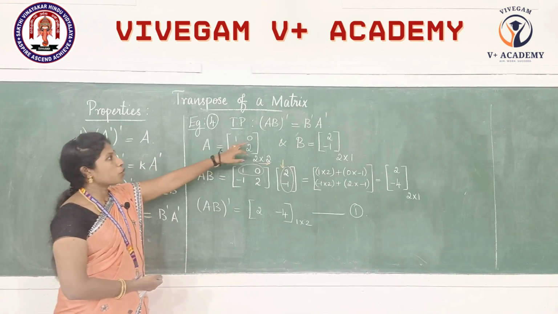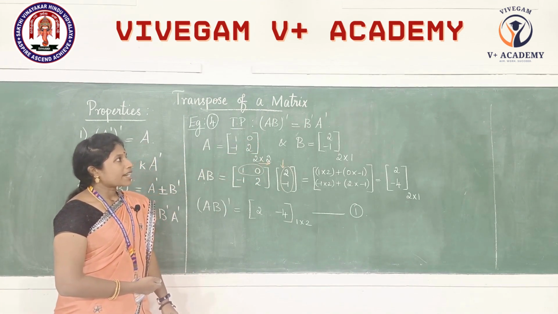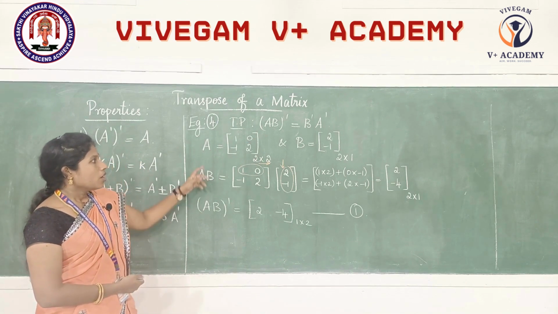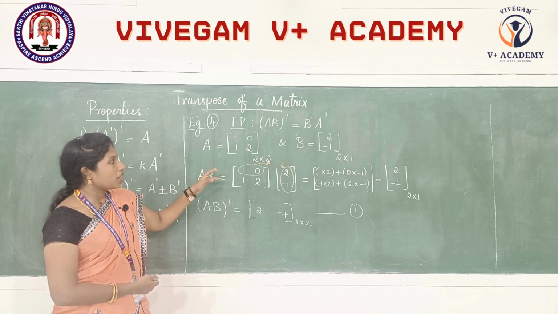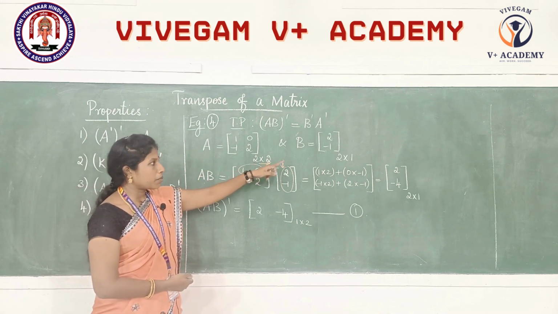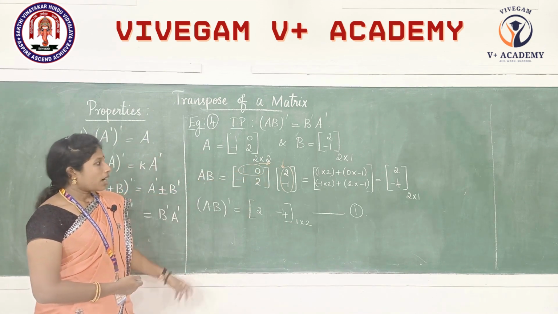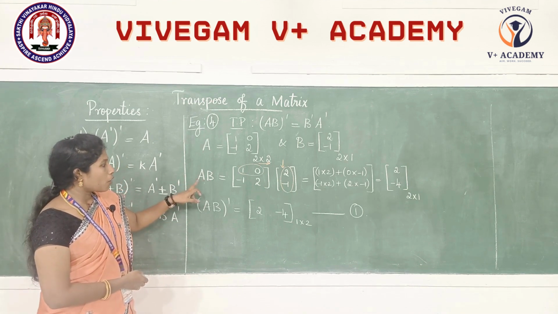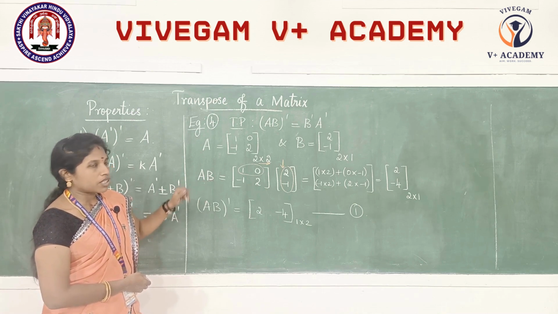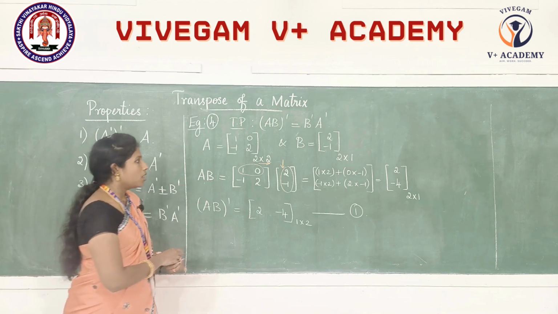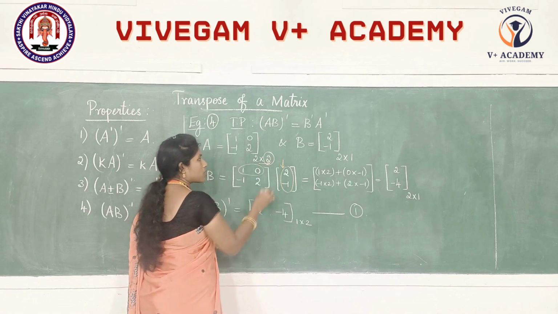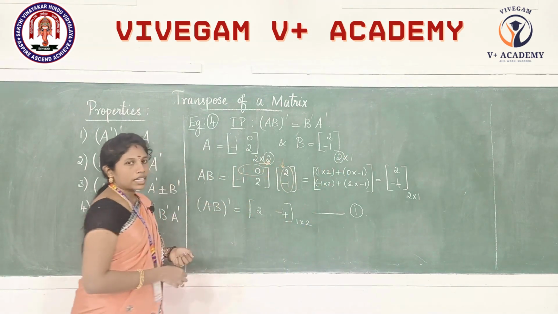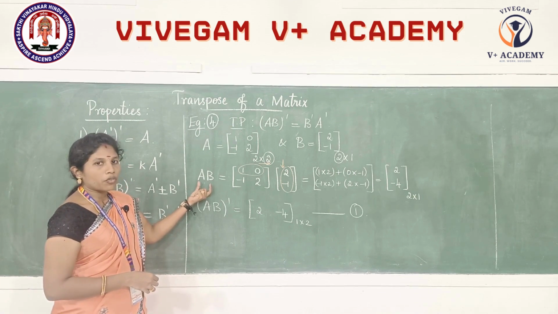Next we are going to prove the fourth property, the product transpose. So (AB) the whole transpose is equal to B transpose into A transpose. I have taken two matrices A and B. A is of order 2 cross 2 and B is of order 2 cross 1. As we have already seen, to do a product, the number of columns of the first matrix should be equal to the number of rows of the second matrix. Here the number of columns of the first matrix is 2 and the number of rows of the second matrix is 2. So they are equal, and we can do the product AB.